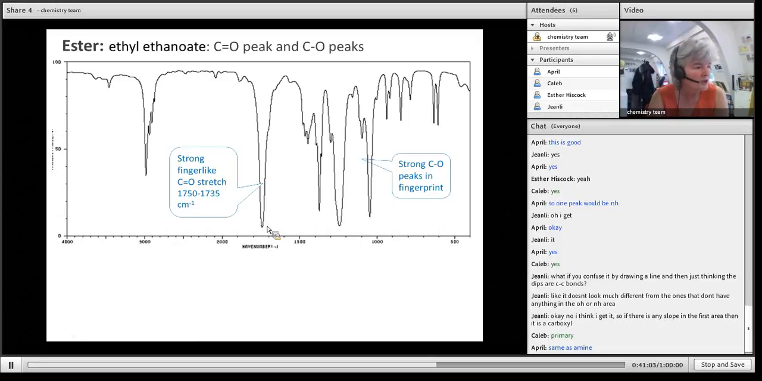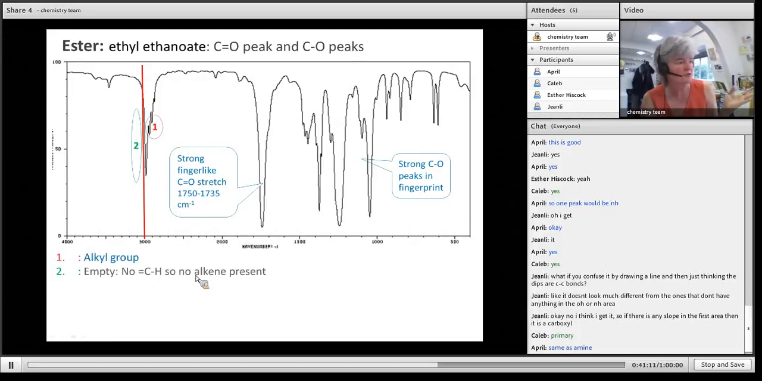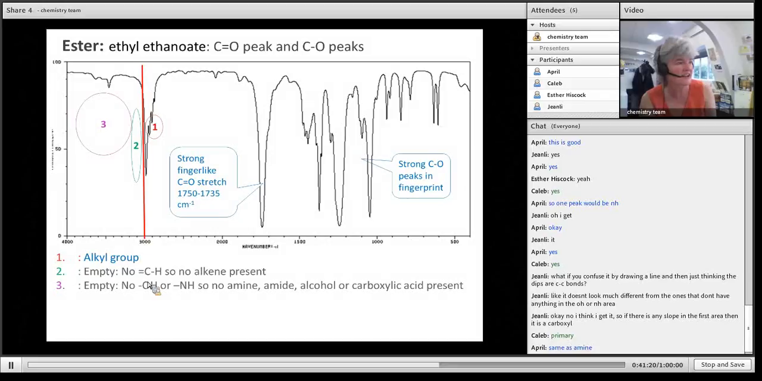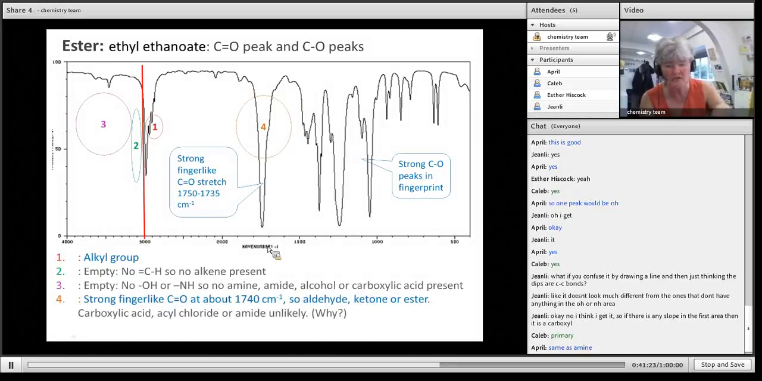So you've got something here. Well, let's go through the normal pattern. 3000, I certainly have alkyl groups. I don't have the C double bond C with an H on it. I don't have an OH, NH, or anything like that. No alcohol or carboxylic acids. I do have the strong finger-like peak, so it's definitely a C double bond O and not a C double bond C, because remember the C double bond C is that thin little peak that comes, it's always below 1600. I don't think I've ever seen it above 1600. 1700. It's always below 1700.